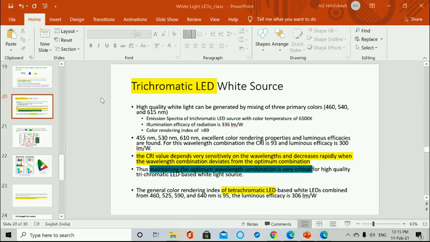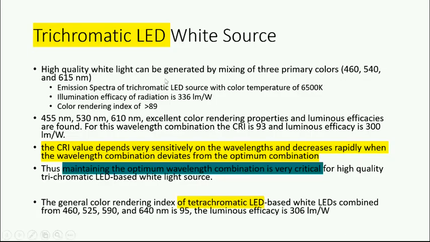So we had already covered the Foster method of creating white LED, and the dichromatic LED also we covered. Now we will move to the trichromatic LED white source. High quality white light can be generated by mixing three primary colors. The primary colors are blue, green and red, right? Mixing these primary colors will produce white light, okay?